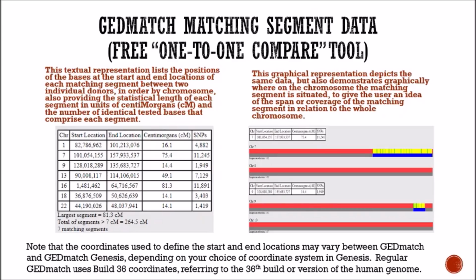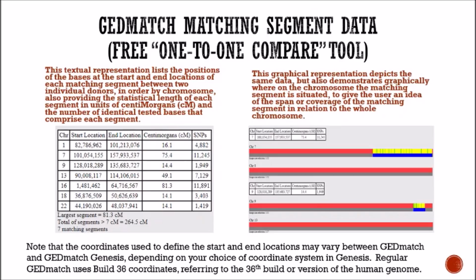The first tool that everybody should get to know is GEDmatch's free one-to-one compare tool. And these are the types of visualizations of segment data that you get from that. And here you're comparing two people, or two donors, you're comparing their DNA, and it shows you, in this example, there's 7 matching segments, and it gives you the chromosome on which the match exists. It doesn't tell you whether it's the paternal or maternal copy, unless you're dealing with phased data. So you don't know that in this example, unless you know the actual relation between the two donors.